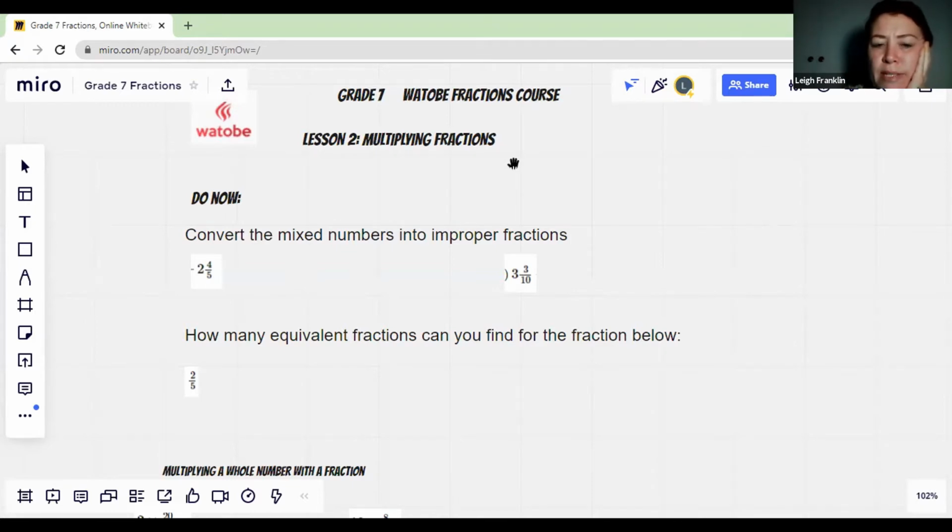Please try the do now. We're going to convert the mixed numbers into improper fractions just while we're waiting for everybody to join us, and then we can get started on our lesson.